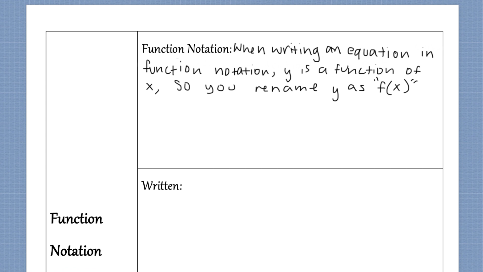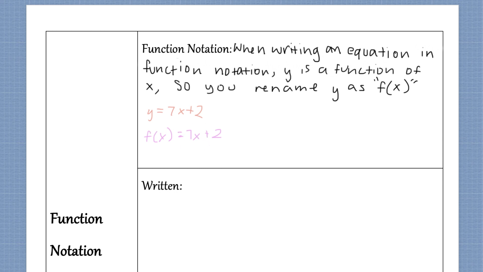When writing an equation in function notation, y is a function of x, so you rename y as f of x. As an example, we have this equation, and we want to convert it to function notation. We said that you rename y as f of x. The y value is over here, so we are going to rename this y value f of x. So f of x is equal to 7x plus 2.